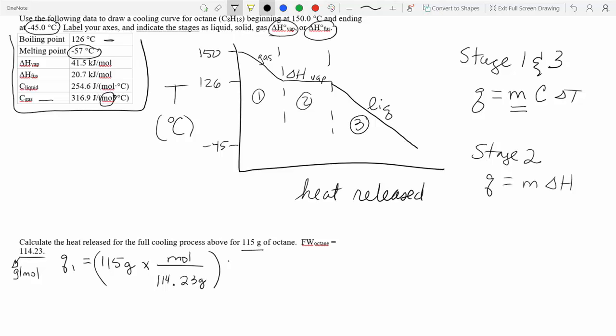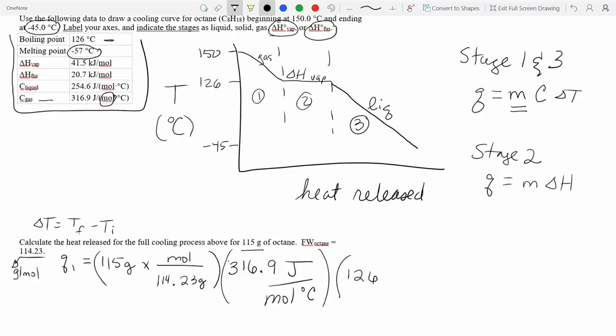So this is the first part. This is our M. The C, you want to choose the right one for the gas, which is 316.9 joule per mole degree C. Next is the change in temperature. You only want to do the change in temperature for that stage. Remember, change in temperature, delta T, is the final minus initial. The final temperature is 126, and the initial is 150.